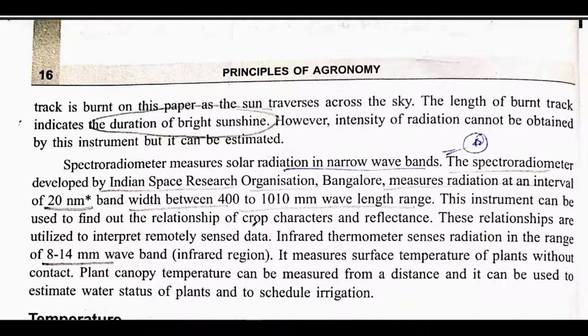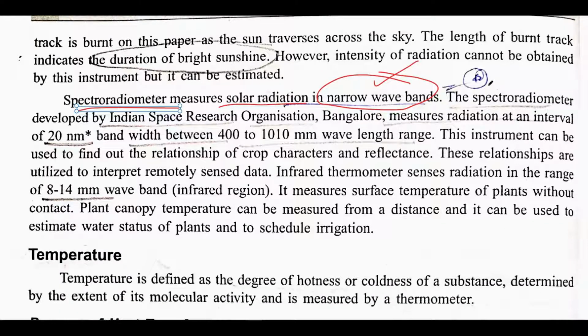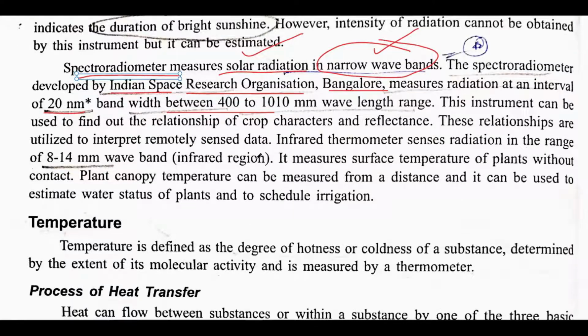There are other instruments, like the spectroradiometer, which is used for measuring solar radiation in narrow wave bands. The important part is the type of cards that are being used. We will discuss the types of cards, but the spectroradiometer was first designed by the Indian Space Research Organization, ISRO Bangalore, which measures at an interval of about 20 nanometer band with width between 400 to 1010 nanometer wavelength range. This is not important, you can skip this. Only remember that it was developed by ISRO.